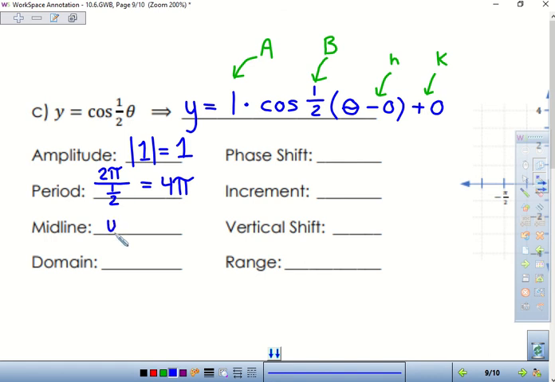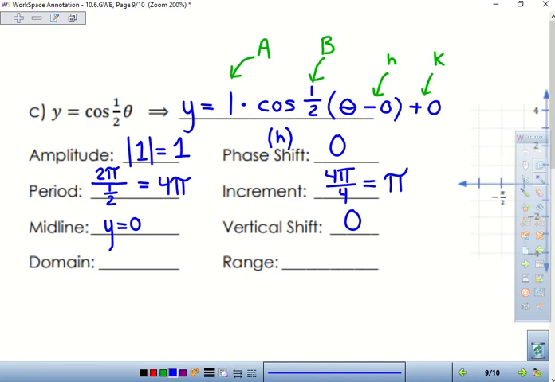The midline is y equals k. The phase shift is h, which is 0. The increment is the period divided by 4, which in this case comes out to be pi. And the vertical shift is 0. And we're going to wait to do range and domain until we look at the graph. Correct, you take the period and divide it by 4 for the increment. Everybody good with those 6 that we did?